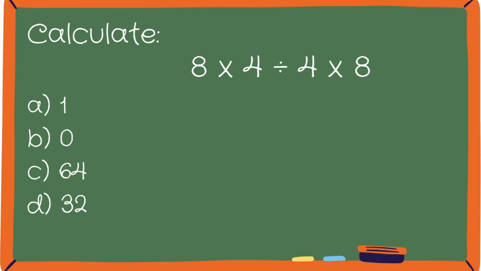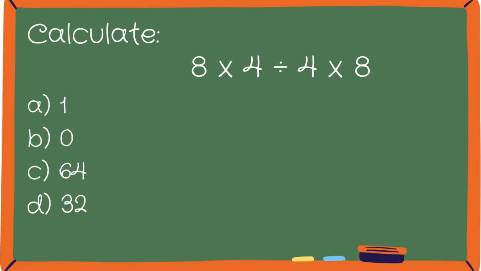Look, I know that multiplication and division have the same hierarchy, but when we have the same hierarchy, I have to go from left to right. That is, I have to go as the operations appear. I have to do 8, then multiply it by 4, then divide it by 4, and multiply it by 8. So you have to be very careful.